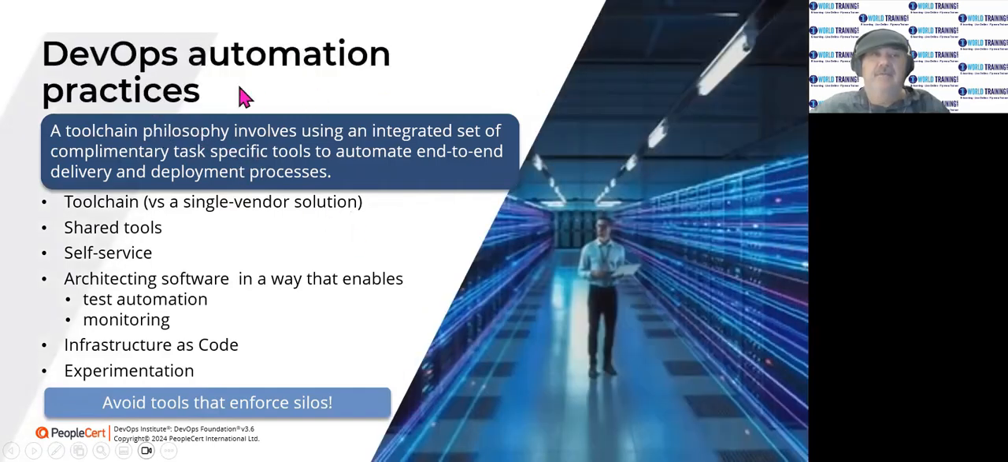All right, DevOps automation practices involve what's called a tool chain, where you typically have a platform, and plugging into that platform are many individual tools with specific functions. The tool chain philosophy involves using an integrated set of complementary task-specific tools, for example, build tools, testing tools, containerization tools, a lot of different types of tools that are needed across the tool chain to automate the entire end-to-end delivery and deployment processes.